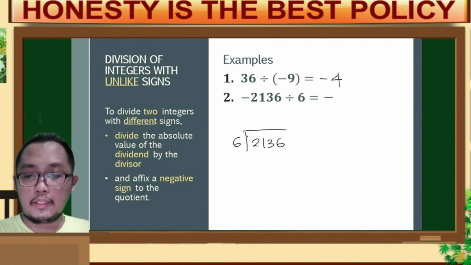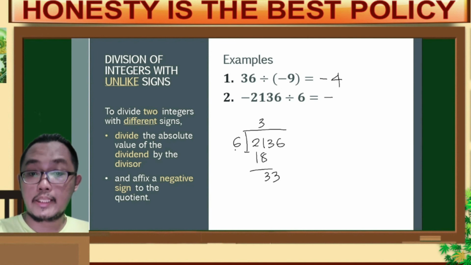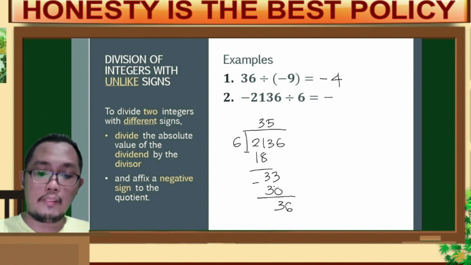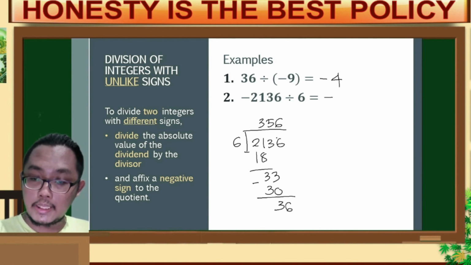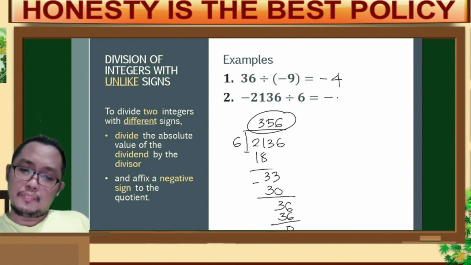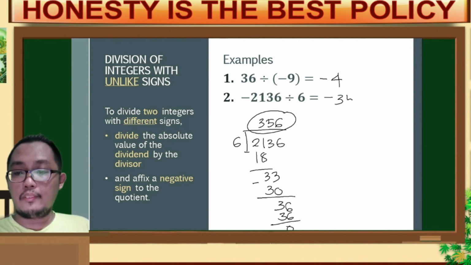So 21 divided by 6. So the nearest quotient is 3, having a remainder of 3. So since we cannot divide this yet, we bring the 3 down here, and 33 divided by 6 will give us a 5. And obviously 5 times 6 is 30. So the remainder is 3. Still, we have to bring this number down, and finally we have 36 divided by 6, which is 6. And there will be no remainder for this. Now, the final answer would be negative 356.